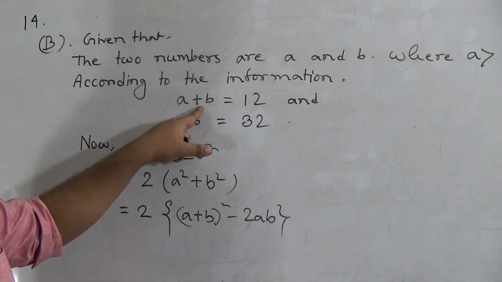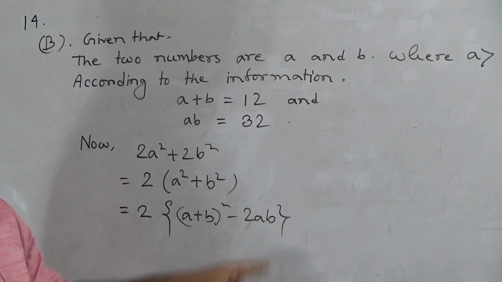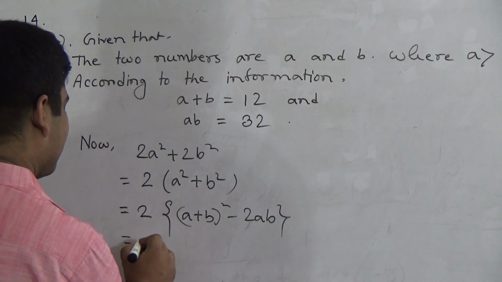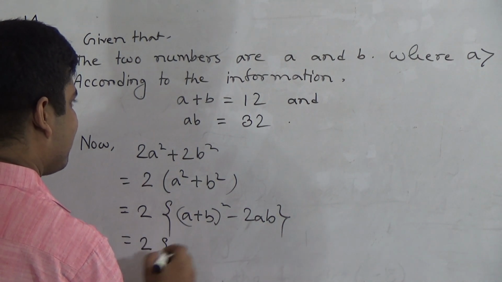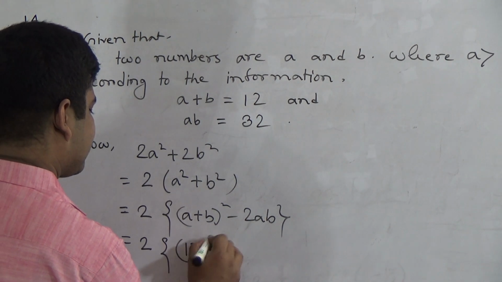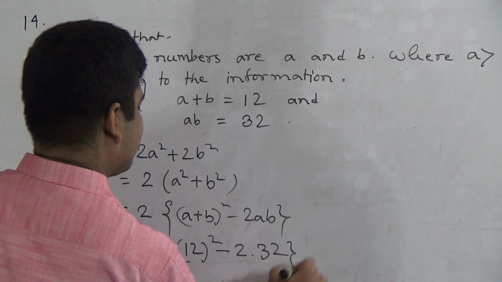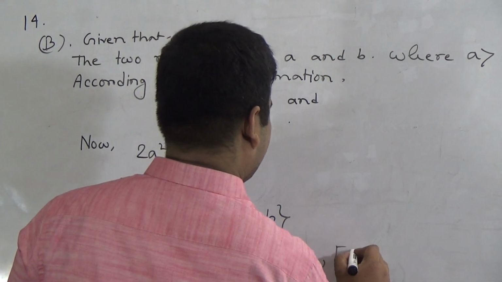So as the value of A plus B is given, so we write this formula. Okay. Now we put the value of A plus B and AB in the given expression. So the value of A plus B is 12. 12 square minus 2 into the value of AB, which is 32.